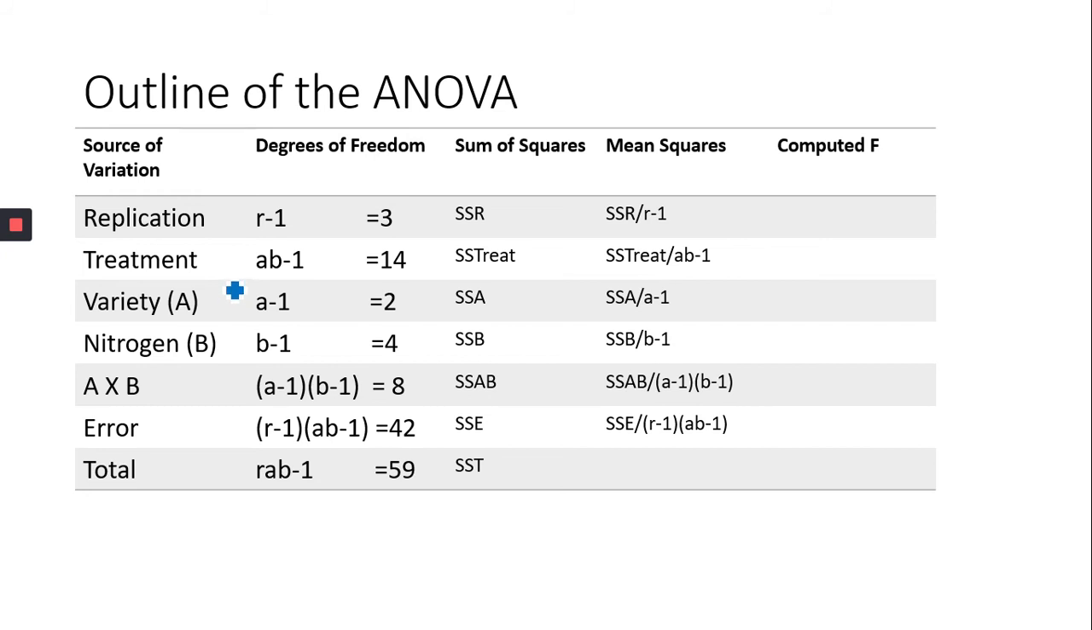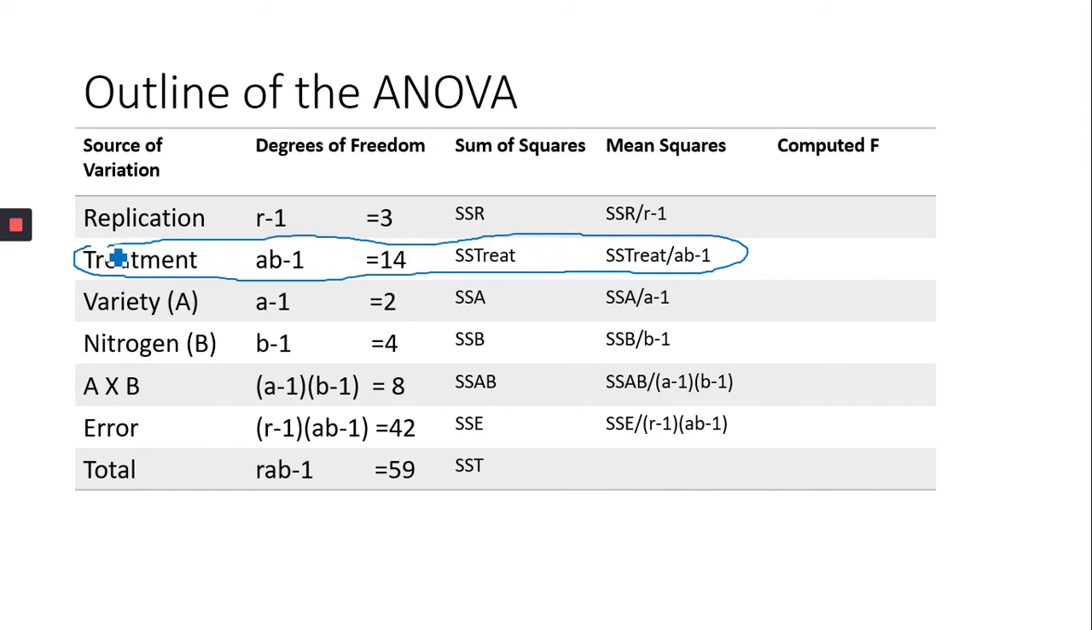You can see that the analysis of variance has got the replication, the treatment. Of course, when we ask you to have an ANOVA, we normally ignore this part. But I included this, I will explain to you why. I included it to make it easy for you to calculate the interaction. So we have got the replication, variety A, which is the factor A, nitrogen, which is factor B, and the interaction between variety and nitrogen, the error and the total.